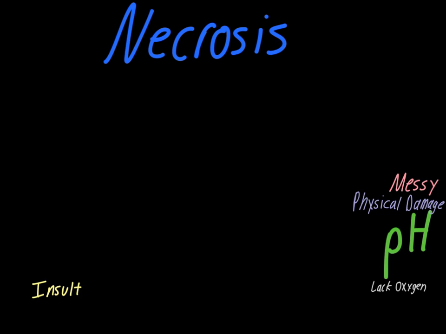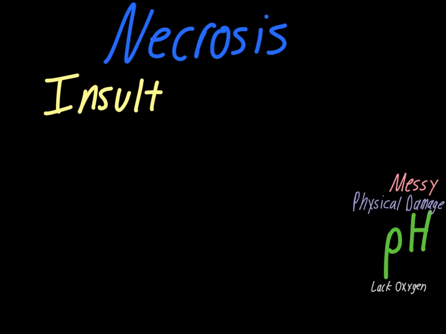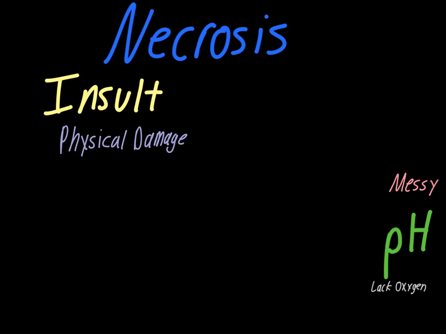I mentioned before that necrosis happens because of some type of an insult to the cell. Now, this insult can come in many different forms. One of the most simplistic ones is physical damage. So if there's physical damage that's done to the cell that the cell cannot repair from, it'll begin going through the process of necrosis, where it basically ruptures and all of the parts of the cell kind of spill out into the area around it.